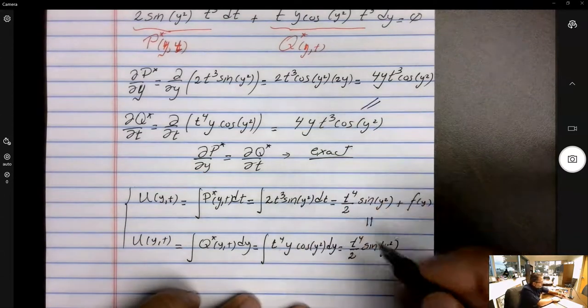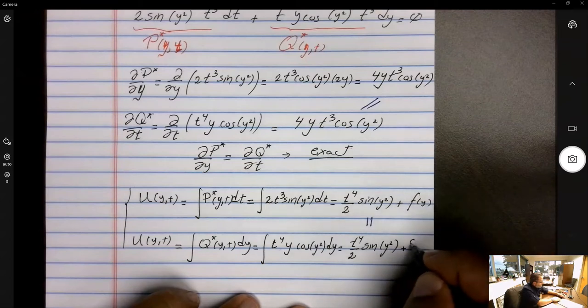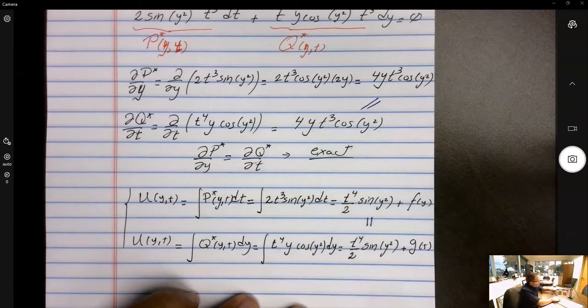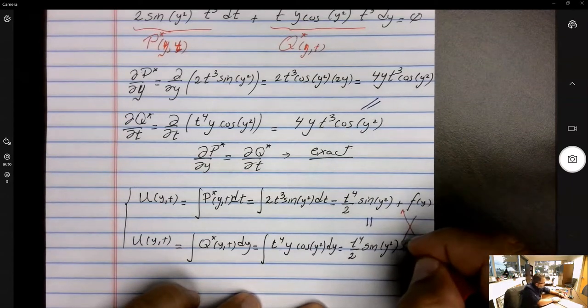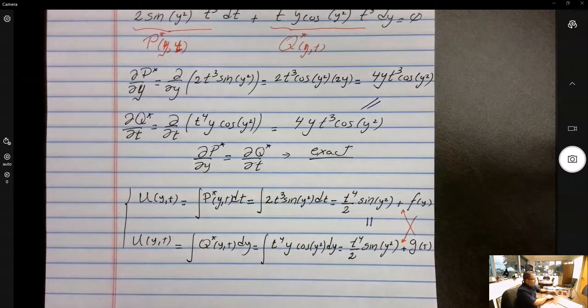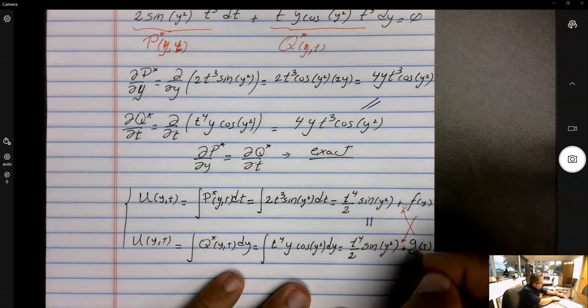If this equation is exact, any function of t and y should be common between the two, and this function of t should show up here somewhere. As you can see, it shows up at 0, and this one should show up here as 0. So these are both 0, 0, 0.